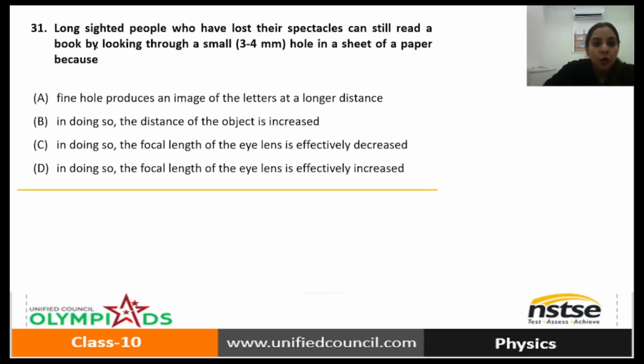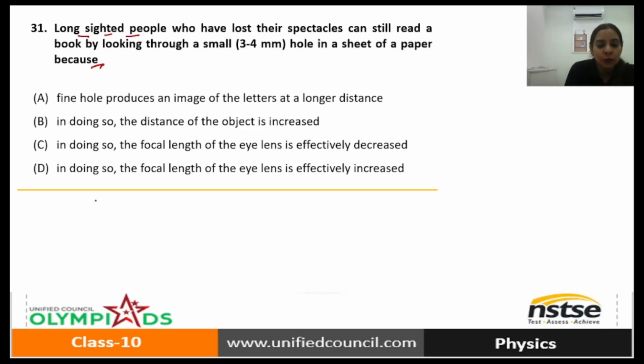Next question. Long-sighted people who have lost their spectacles can still read a book by looking through a small hole in a sheet of paper because... Now, long-sighted people can look at far distances, but when they look closer to their eye, their retina is not able to make a proper image. That is why we call it long-sightedness. Now here it is said that if they have lost their spectacles and still try to look through a small hole in a sheet of paper, why can they see through it?